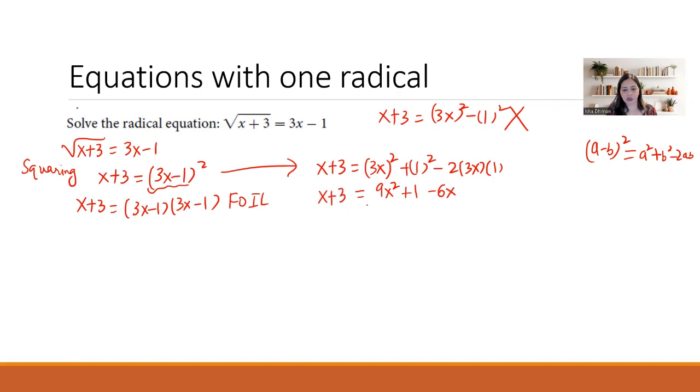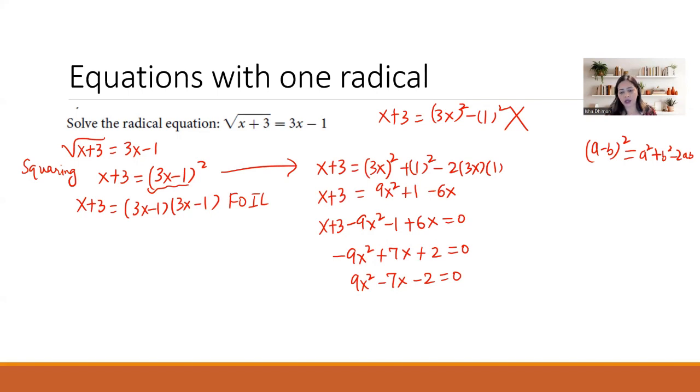On the left-hand side, you still have x plus 3. Now move everything to the left-hand side and see what you get. So minus 9x squared minus 1 plus 6x. When you shift all the terms to the other side, their signs are going to change. What we get is minus 9x squared, then x plus 6x gives you 7x, and 3 minus 1 gives me 2, equals 0. Now if I get rid of the negative sign, 9x squared minus 7x minus 2 equals 0. So that's the equation which I am left with.